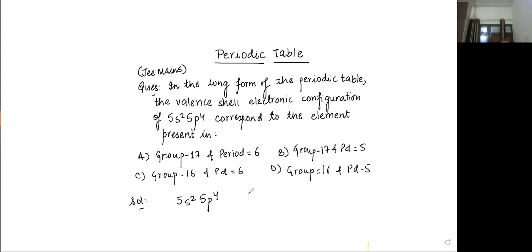5s2, 5p4. So period number will be equal to 5. Block is p block. So for p block, how will you find out group number? 10 plus ns electrons plus np electrons, 10 plus 2 plus 4. That is, group number is 16. So the correct option is D. So if this type of question comes in JEE, you are able to do it.